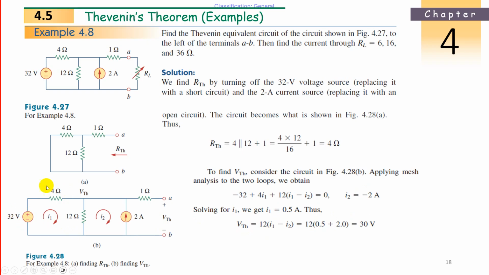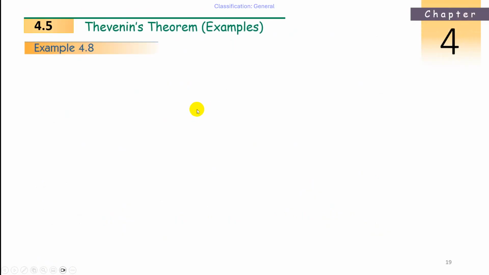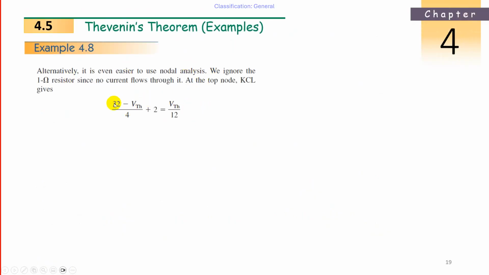Another way of calculating V Thevenin is using these two elements. The voltage across these 2 points is nothing but 32 minus 4 into I1. I1 is 0.5, so 0.5 into 4 is 2. So 32 minus 2 volts is nothing but 30 again. So the other method is also okay. Now coming to the equivalent circuit. Another method, I told you, is 32 minus V Thevenin by 4 plus 2 also V Thevenin. Another method also works, no problem.